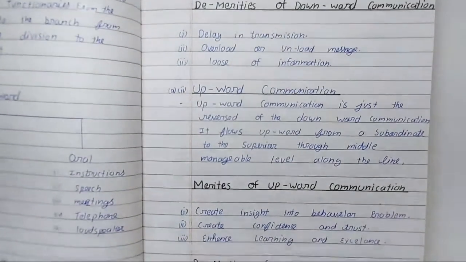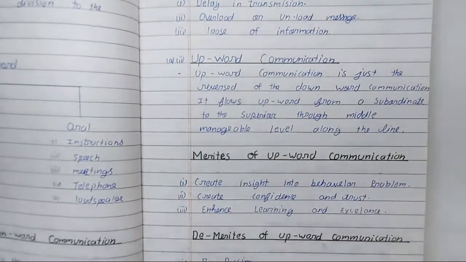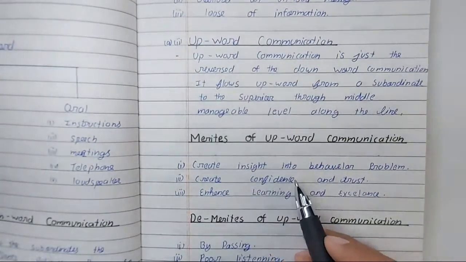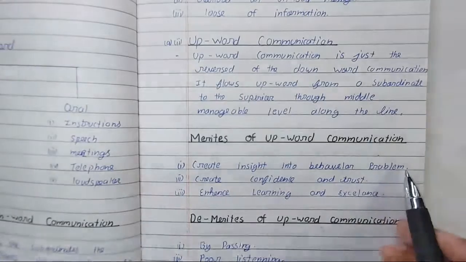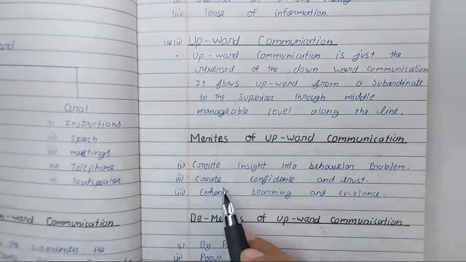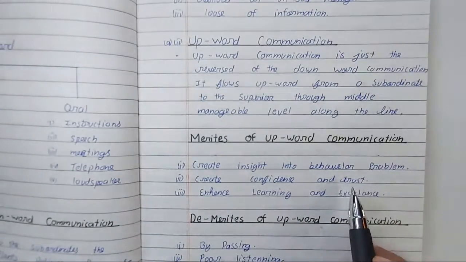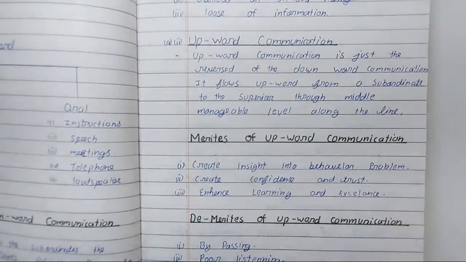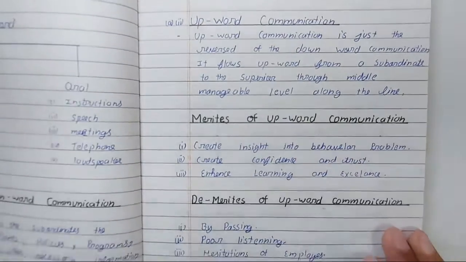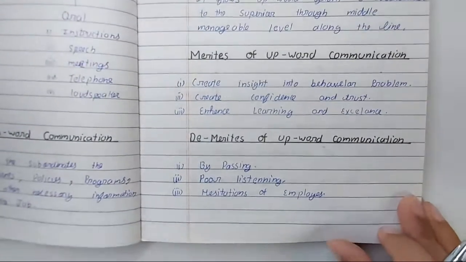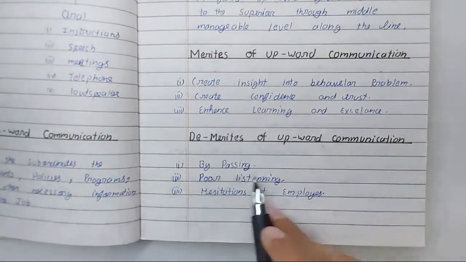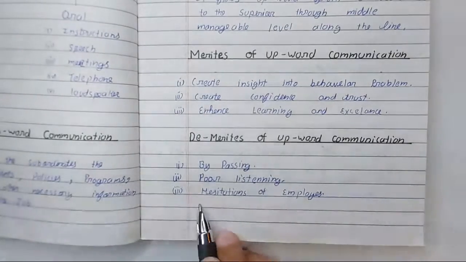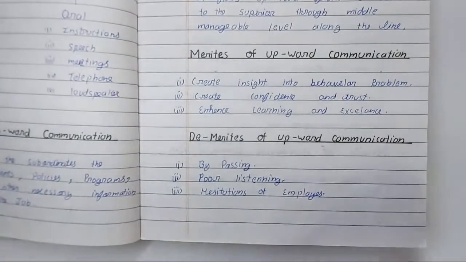Merits of upward communication. First one, create insight into behavior problems. Second, create confidence and trust. Third one, enhance learning and excellence. Demerits of upward communication. First one, bypassing, poor listening, hesitations of employees.